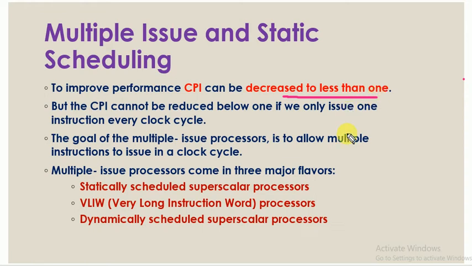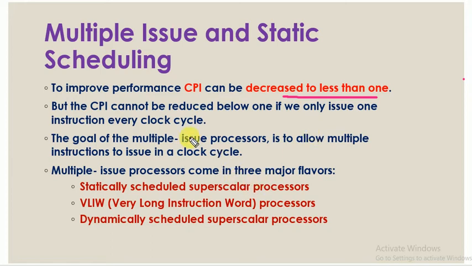The CPI cannot be reduced below 1 if you only issue 1 instruction at a time in a cycle. Now if it is possible to issue more than 1 instruction within a clock cycle, we can reduce the cycles per instruction to less than 1. So that is the aim of adding multiple issue and using static scheduling in that particular situation.